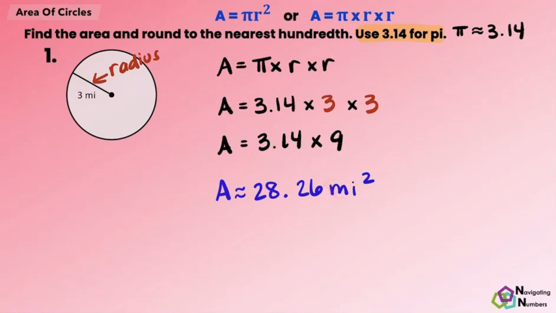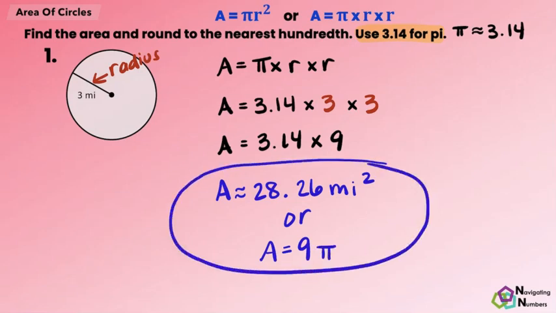And if we want an exact answer, we can write it in terms of pi. So all you need to do is go back here. So we have 9 times pi, so 9 pi. Both of those are perfectly good answers. It just depends on what they're asking. Since we're looking for an approximation, we're going to use this answer. But if it asked you for the answer in terms of pi, this is what we would write.